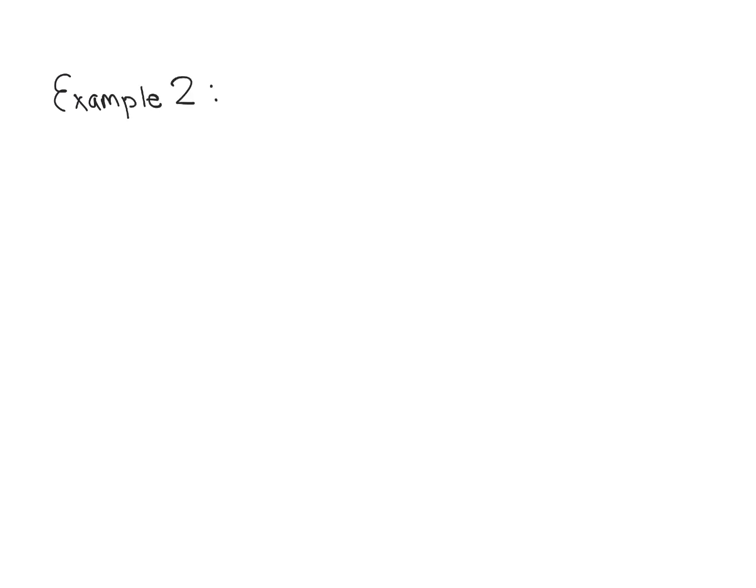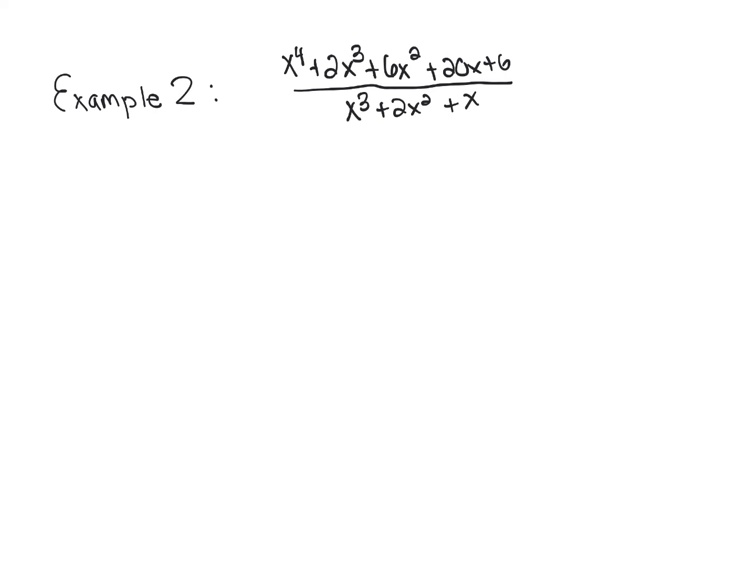So example 2, we're going to do x to the 4th plus 2x to the 3rd plus 6x squared plus 20x plus 6, all divided by x cubed plus 2x squared plus x. So this one's more difficult because we have to simplify. We have to simplify first because this is an improper fraction.